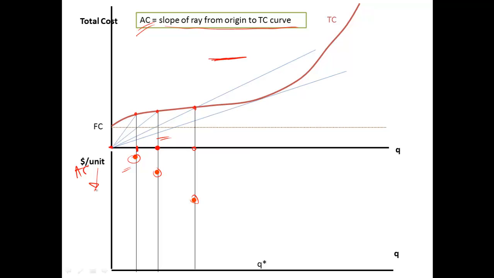This process reaches a minimum at a quantity where the ray from the origin is just tangent. It just touches the total cost curve. So we'll make a fat dot there and drop a line down. Now there's something special about that point. What's special about it is that's the lowest slope that a ray from the origin ever has along this total cost curve. And so that quantity, which is called Q star here, is the quantity of minimum average cost. So if we draw in the associated average cost curve, connecting the dots, we see that this purple line declines, reaches this minimum at Q star, and then rises.